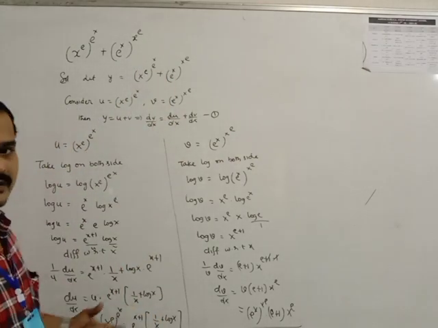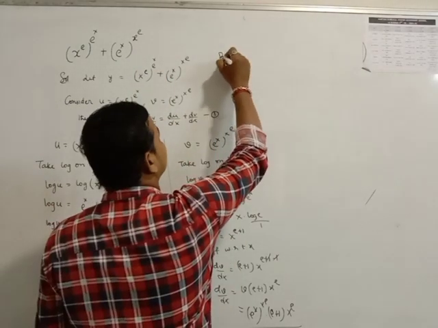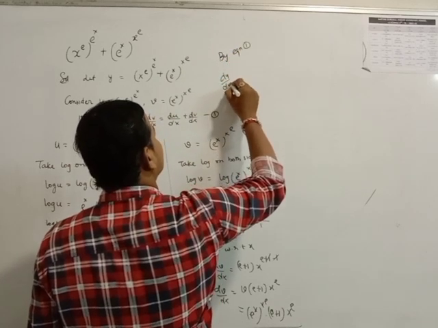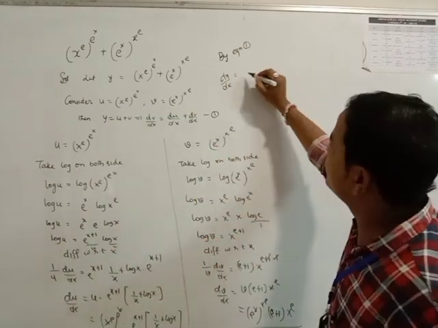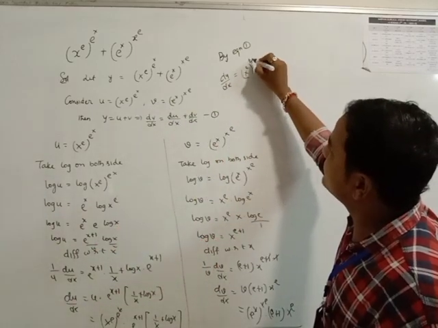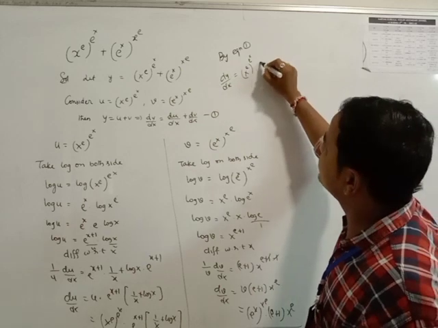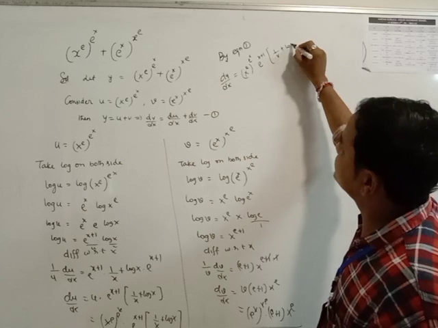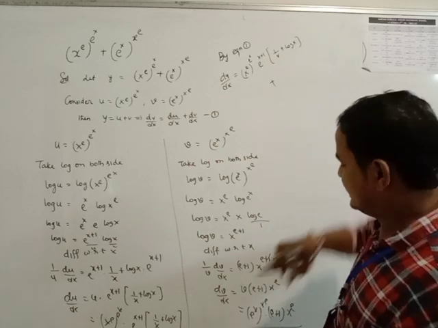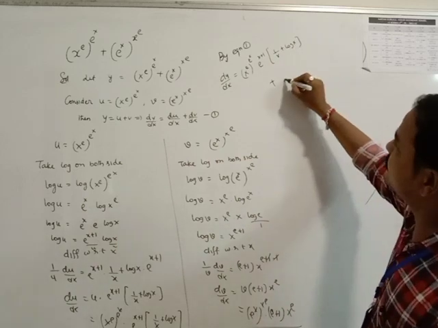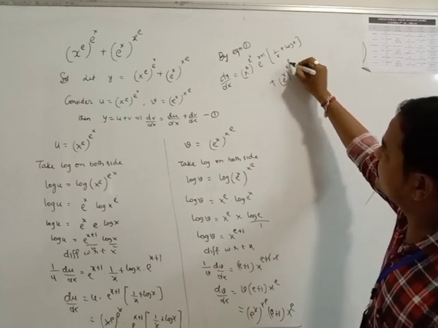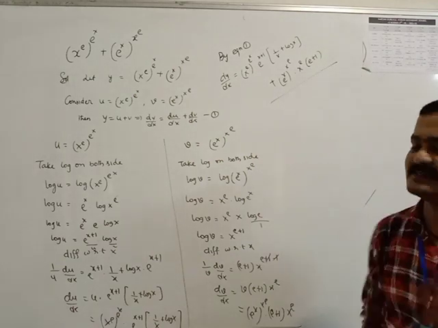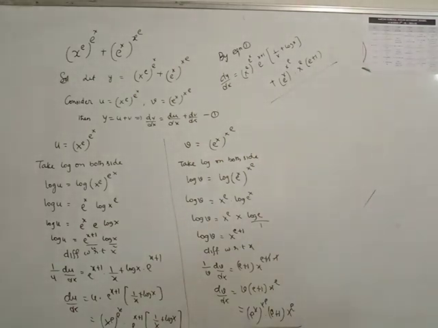So finally, substituting in equation 1, dy by dx is equal to, first, the du by dx value: x power of e whole to the power of e power of x into e power of x plus 1 into 1 by x plus log x. That is the first term derivative, and the second derivative is e power of x whole to the power of x power of e into e plus 1 into x to the power of e. This is the answer. A very important log question also.